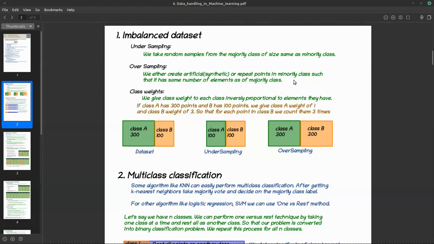For oversampling, there are so many methods. You can also generate pseudo points in that area of the cluster. So undersampling, oversampling, and having the class weight, these three are simple methods to deal with the imbalanced data set.